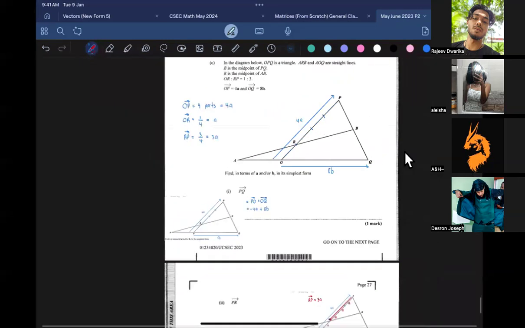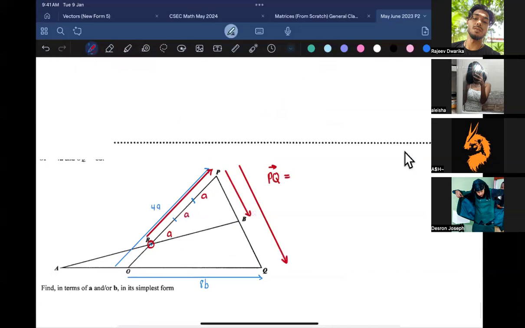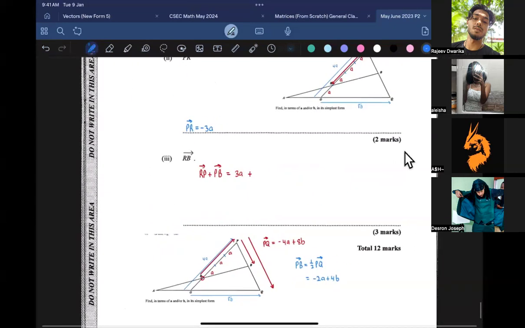In part one, they asked you for P to Q. So P to Q was what? Minus 4A plus 8B. Right? So if that's the full thing, then P to B will just be half that. So that'll be minus 2A plus 4B. Just confirm, that'll be minus 2A plus 4B. Yes. And that is P to B.